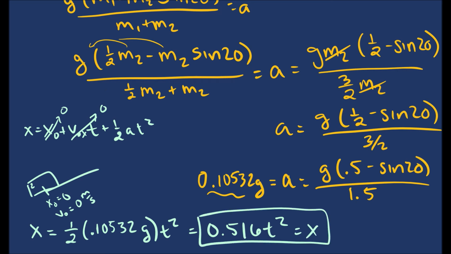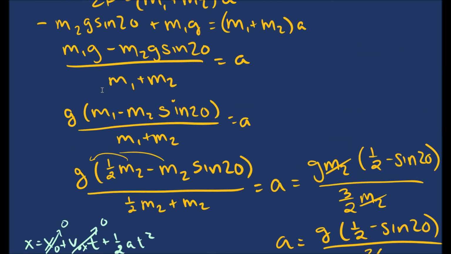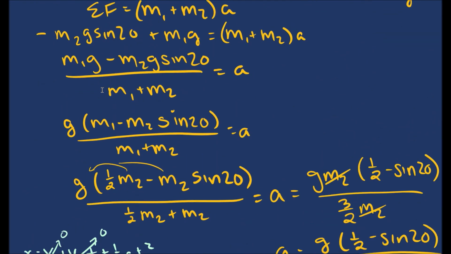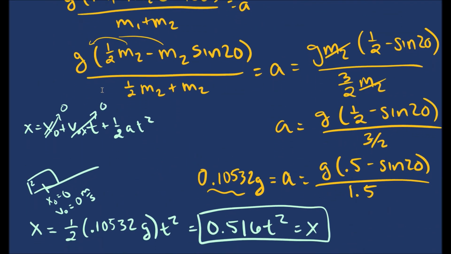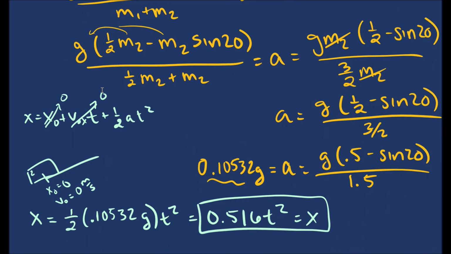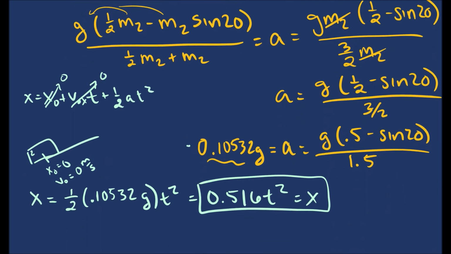So there is our time dependence. I could have flipped it around, x equals 0.516 t squared, but it was just written out, so I put the x on the other side, which works as well. So there's our equation for the time dependence of the position of block 2. That one was kind of a doozy. Part C was pretty long. We had to figure out the acceleration first, which was a process in itself, and then we could plug that acceleration into our motion equation.